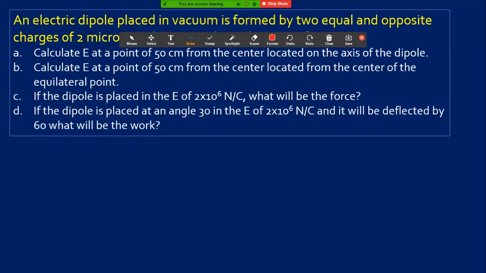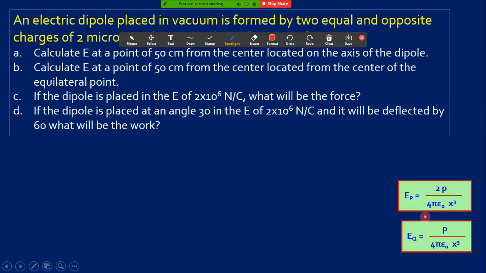Now we know it very well that we have to calculate E at a point 50 centimeter from the center, located on the axis of the dipole. We have an equation. Let's see this equation. Here the equation is E_P = 2p / (4πε₀x³).